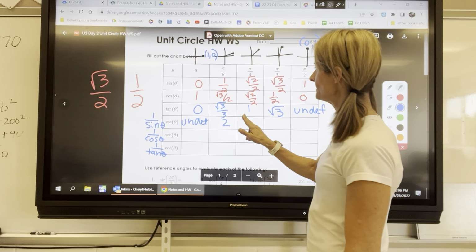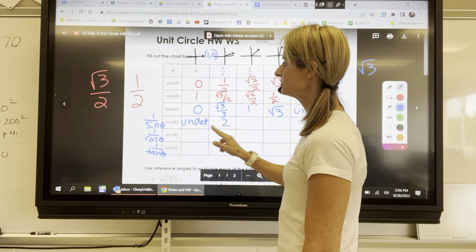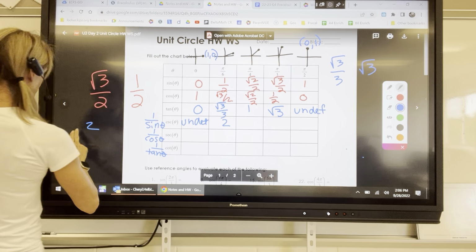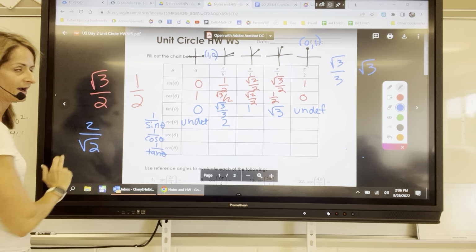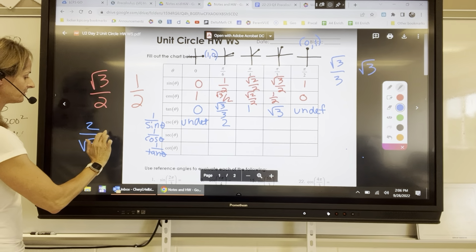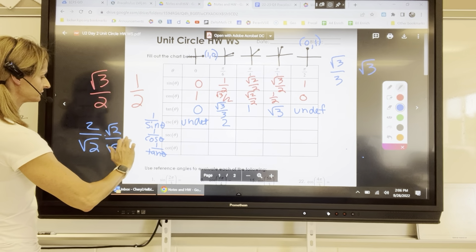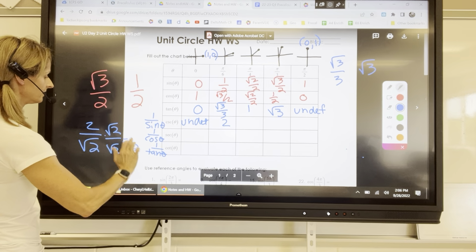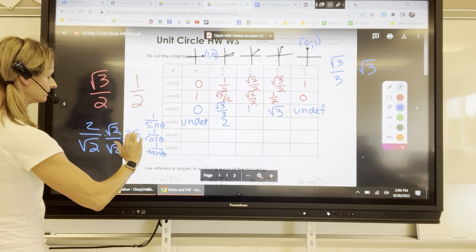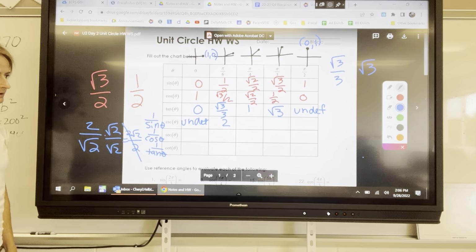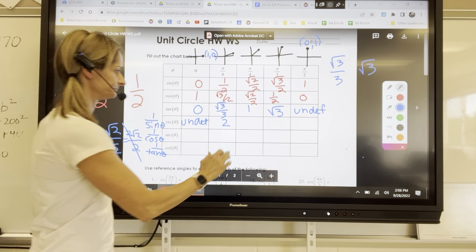Now, this would be 2 over root 2. However, we don't write 2 over root 2. With a radical in the denominator, it has to be rationalized. So we have to multiply by root 2 over root 2. So our denominator becomes 2, and our numerator is 2 root 2. And then the 2's cancel. So this just becomes root 2.